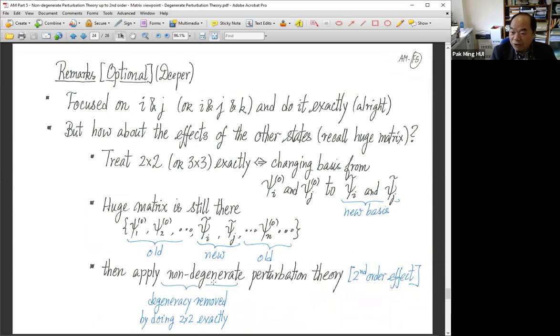So this is what I just mentioned, okay? But this is optional, it's deeper, okay? For those who are comfortable with linear algebra, I hope that you get the idea. If not, don't worry.